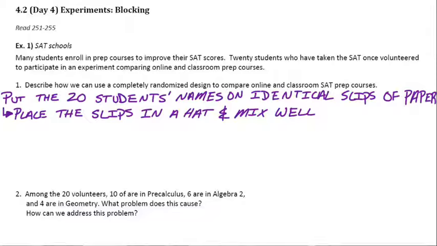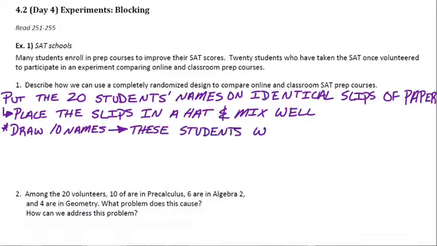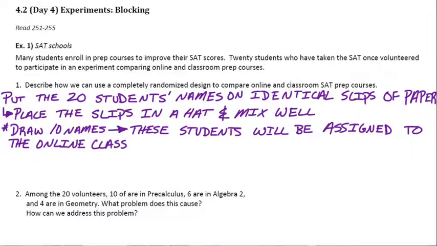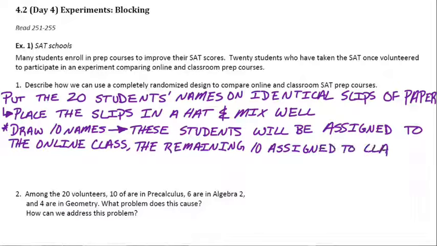Okay, then how are we going to draw students' names? If they're present, you could draw one at a time and put one in each group, like you're dealing cards to two people. Or another way, if you mix them up really well and it's really random, you could just draw the first 10. So just draw 10 names, and then those 10, we can just assign them to the online group. They can be the treatment of the online class. And then the remaining 10 that didn't get pulled, those 10 can be in the regular classroom. So that's still technically random because everyone had a chance to be in both groups.